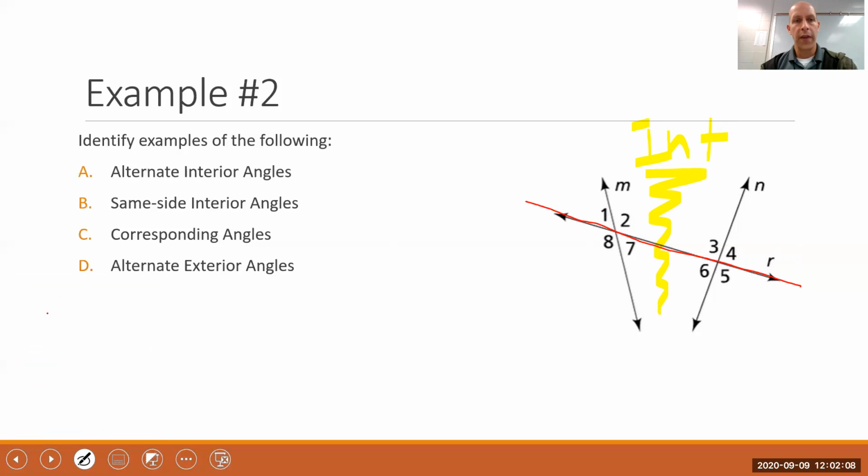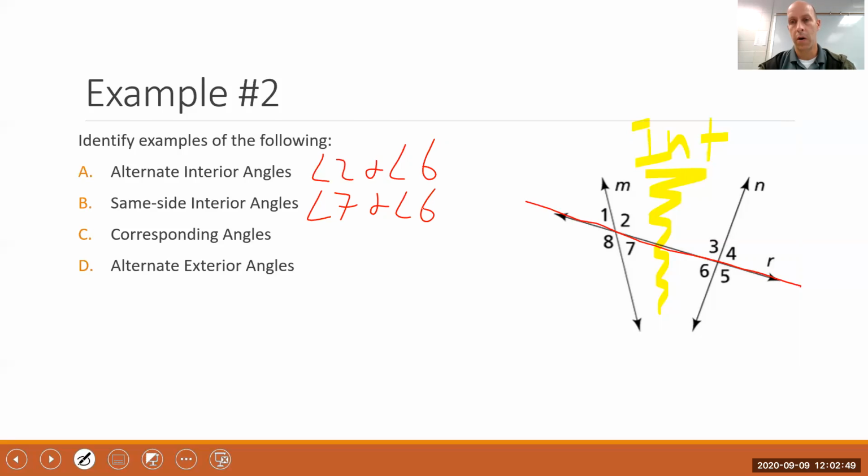So they have to be interior and they have to be alternate. Alternate means they have to be on opposite sides of the transversal. So angle 2 and angle 6 are alternate interior angles. There's another example of alternate interior angles, but that's one example. Okay, same side interior. So again, they have to be interior and they have to be on the same side of the transversal. So you could say that angle 7 and angle 6 are same side interior. There's another example of those as well.